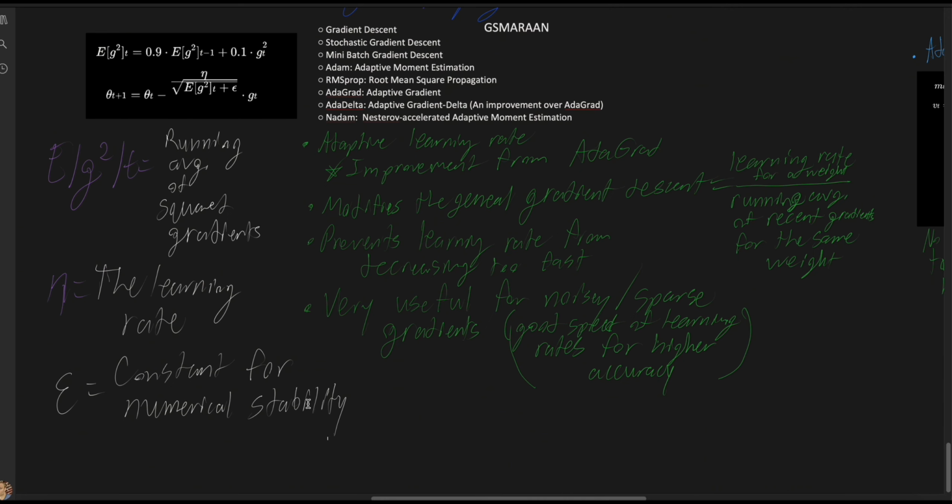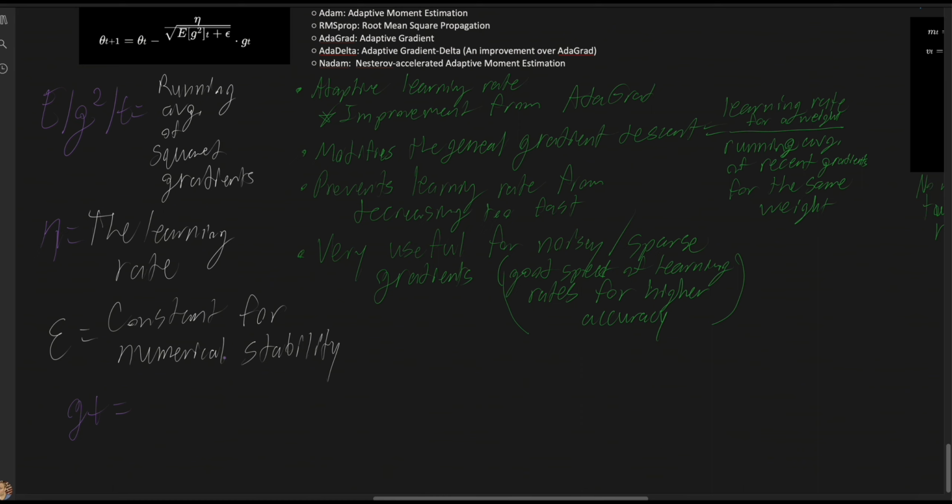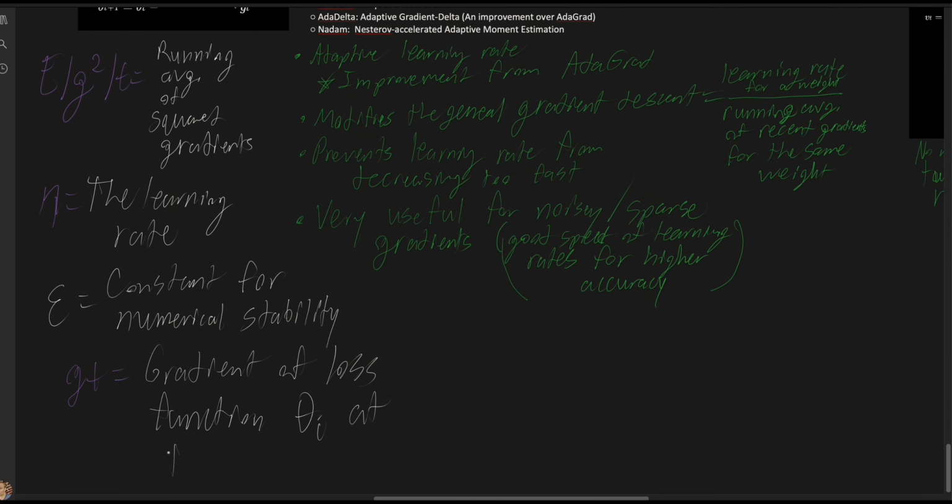And g of t, which equals the gradient of the loss function with respect to the input vector, represented by theta, at a given time step t.